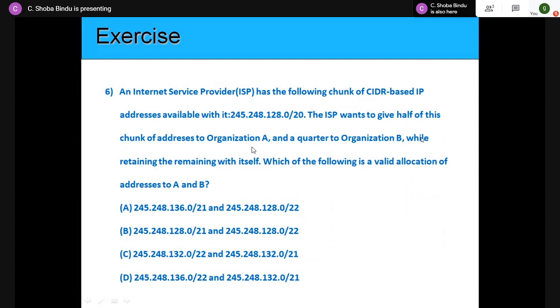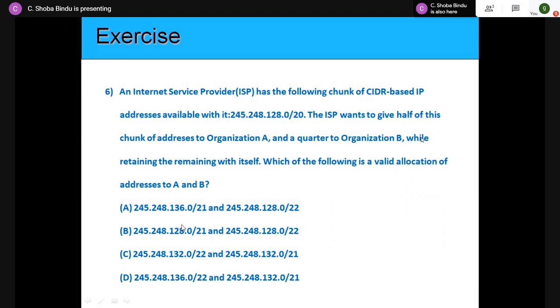So organization A's mask is /21 and for B it is /22. First you need to remove the options which are not included. A should have a mask of 21 and B should have a mask of 22. So the C and D options are ruled out, as the masks are specified as 22 and 21.